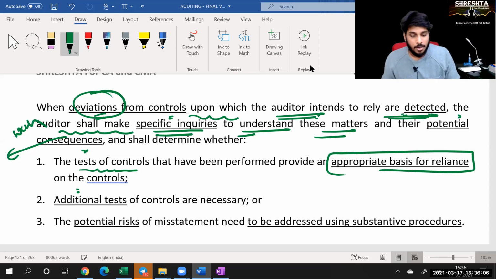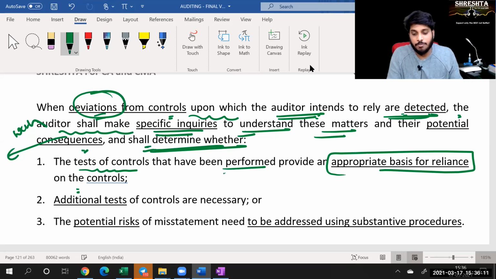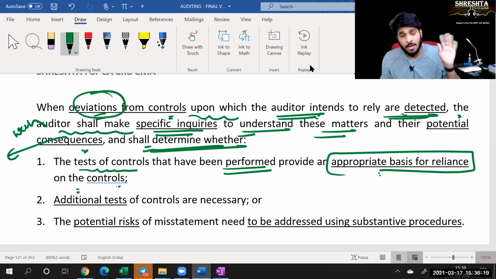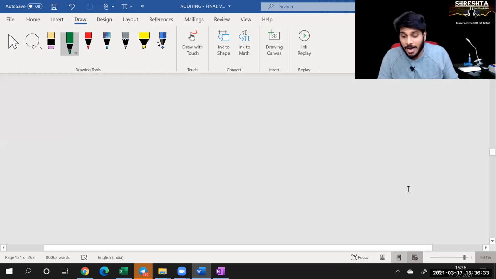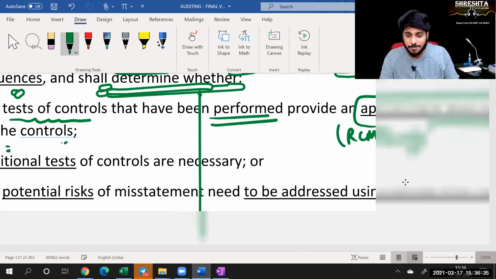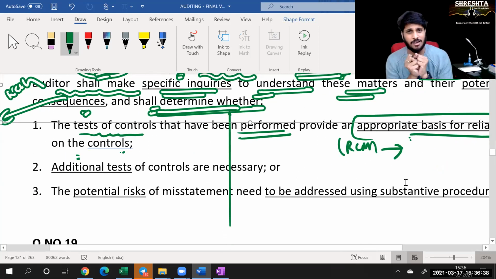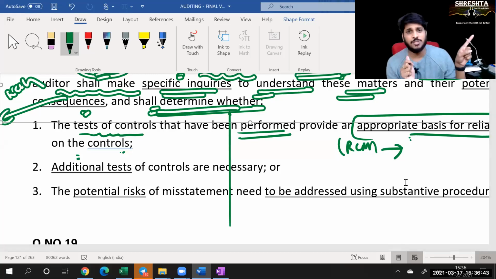I need to check whether the test of controls that have been performed earlier provides, first of all, an appropriate basis for reliance on the control. Is what I performed earlier reliable? When I looked at the control design, the control process, how the control is followed, and built the risk control matrix, I found the control effective. But later, when performing substantive procedures, I discovered some mistake, and that mistake is because of control failure. Why did the control fail? It is not working as per the design.